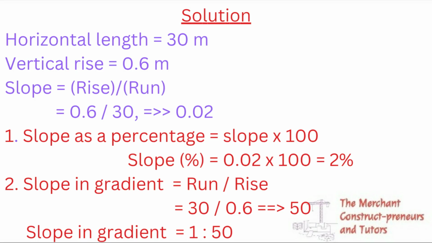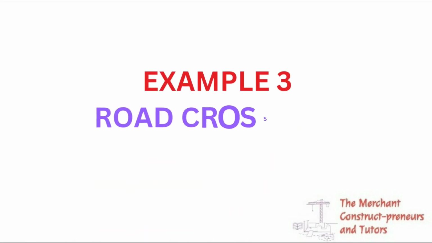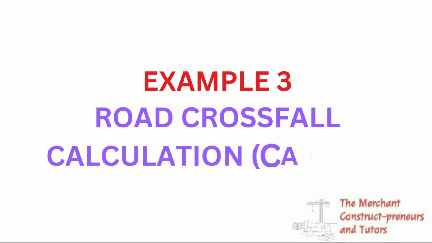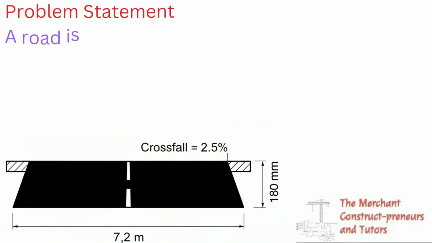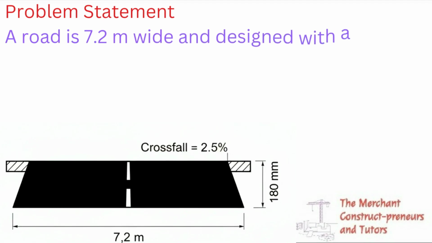The next one, slope as a gradient, run divided by rise, is now the inverse. When you are expressing it as a gradient, it is the inverse, run divided by rise. So 30 divided by 0.6 is 50. So slope as a gradient is 1:50. So for every 1 meter of rise, you have 50 meters of horizontal distance.